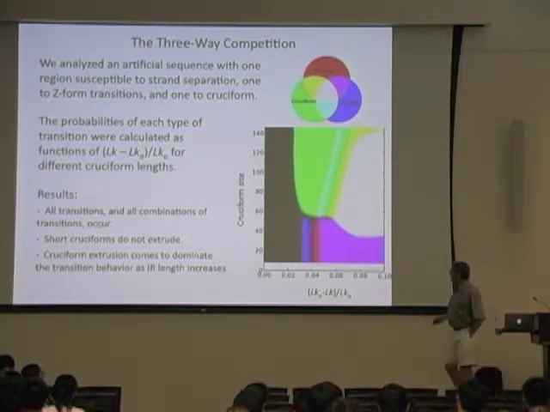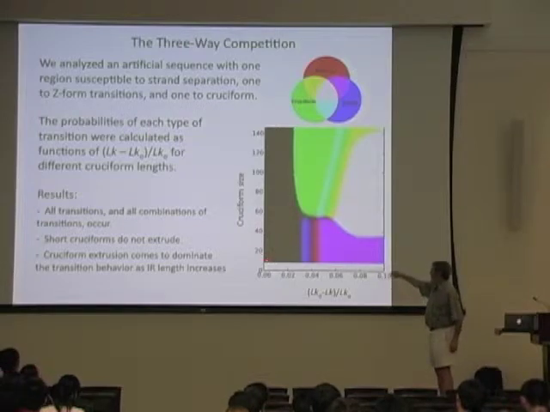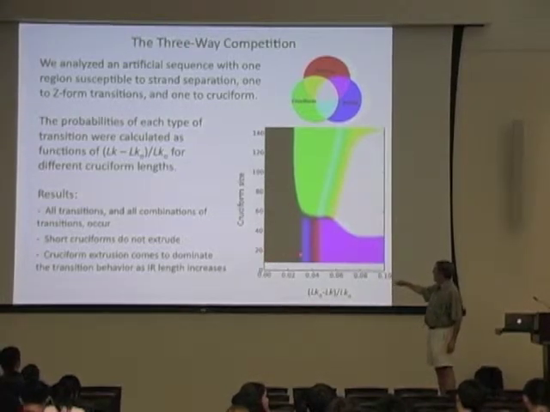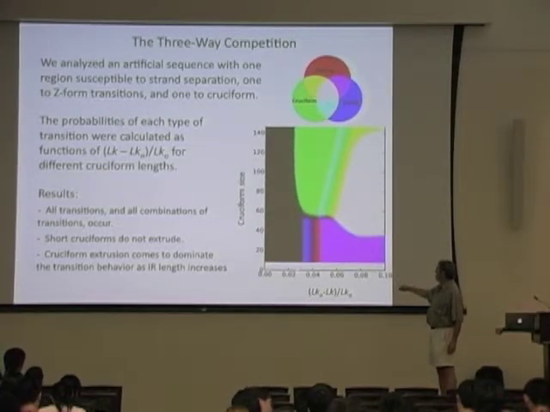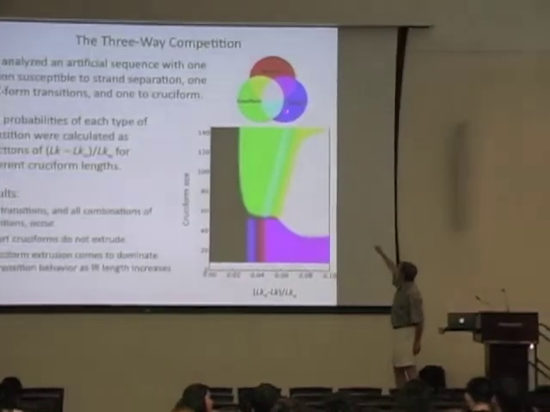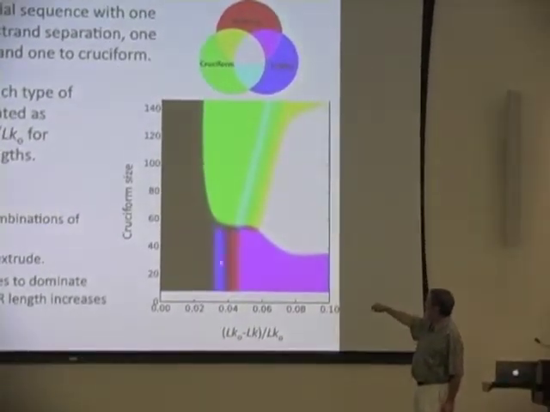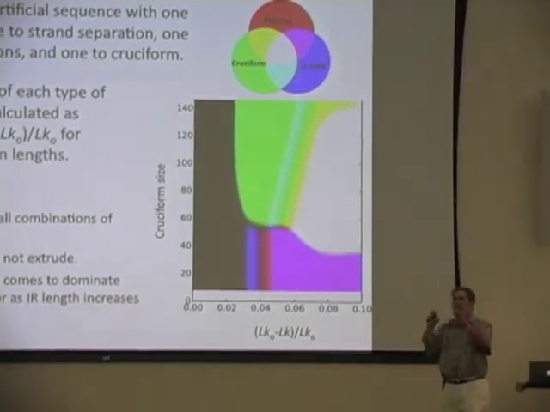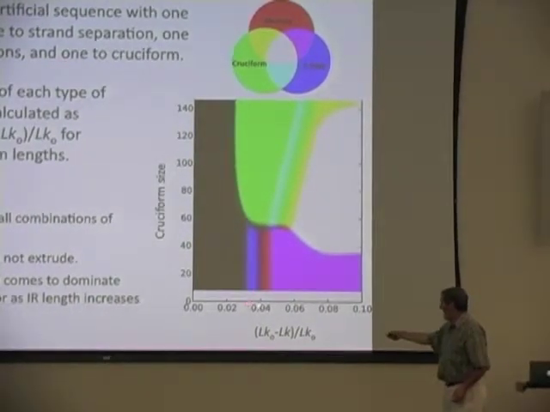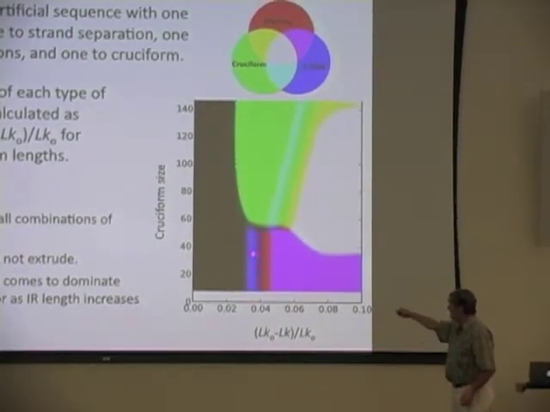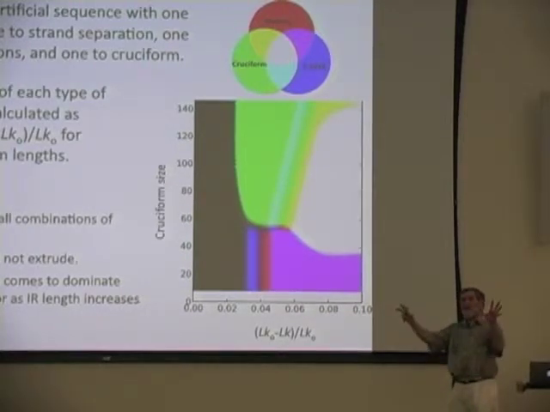Okay, so if you start out with a short cruciform, then first of all, there's nothing. At a certain stress level, in this particular example, the Z-DNA transforms. So now at stress levels in that range, you have only Z-DNA. And then a curious thing happens. So now you have this molecule, and a Z-DNA has popped out here. If you stress it more, a curious thing happens. The Z-DNA falls back, and the strand separation happens.